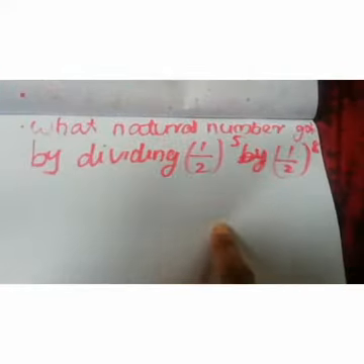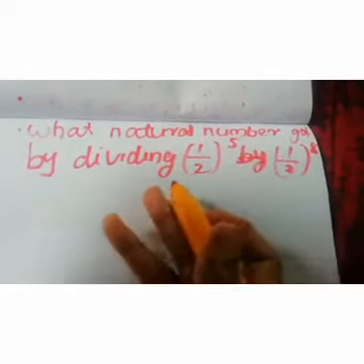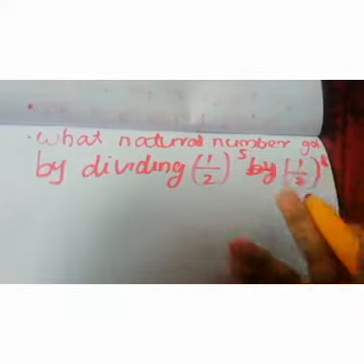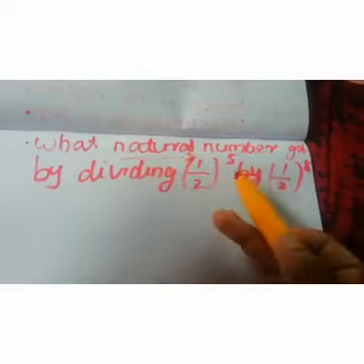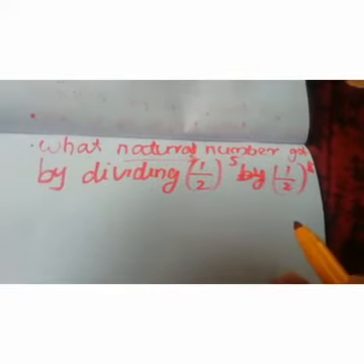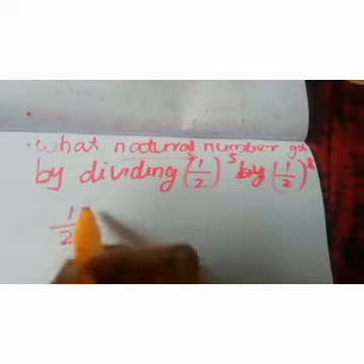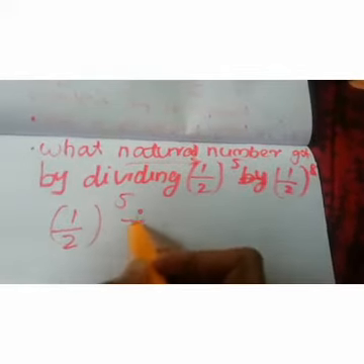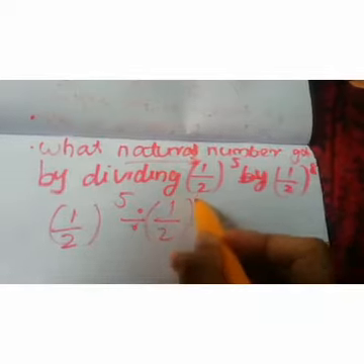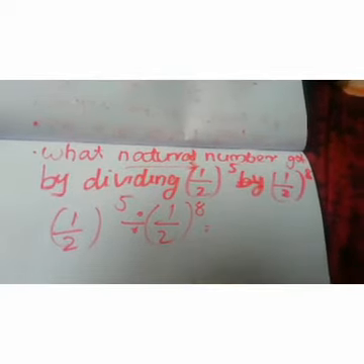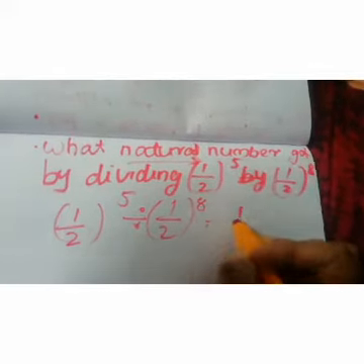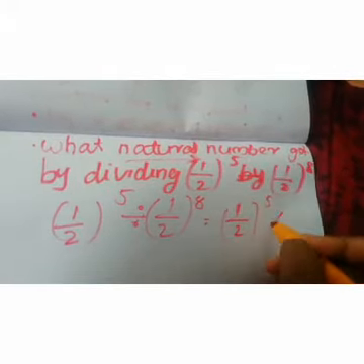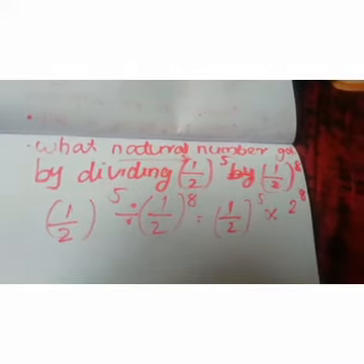Now the next question: what natural number is got by dividing 1 by 2 raised to 5 by 1 by 2 raised to 8? Here we need to find the natural number, that means counting numbers 1, 2, 3, etc. So 1 by 2 raised to 5 divided by 1 by 2 raised to 8. Here we know how to divide two fractions: the first part multiplied with the reverse of the second.